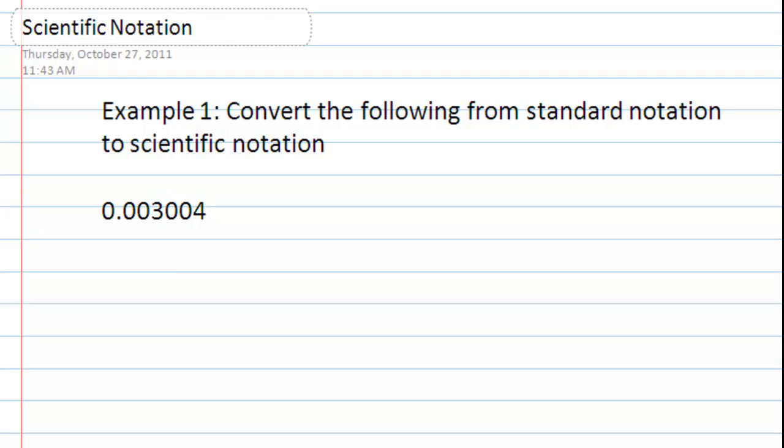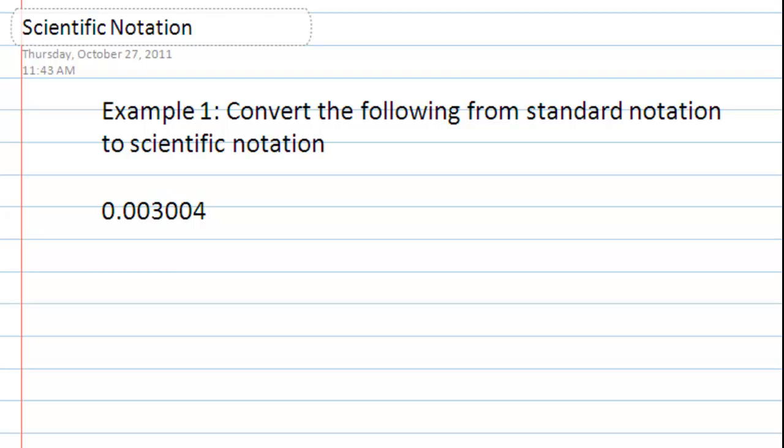math right now. So the example we have right now is asking us to convert this number, 0.003004, from standard notation, which is how you normally see it, to scientific notation.